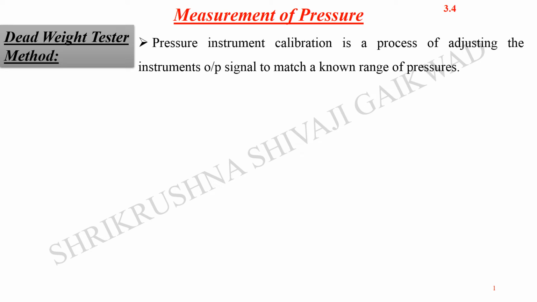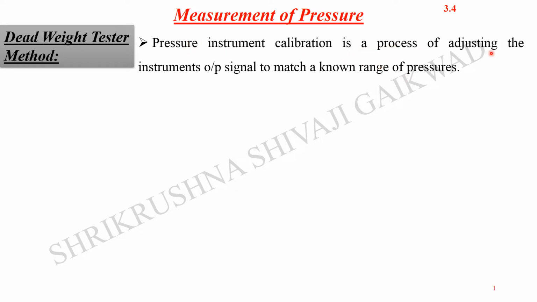Hello friends, in continuation with the last lecture, today we will talk about the last topic of this chapter, that is the dead weight tester method for the measurement of pressure. This kind of method is actually used for pressure measurement instrument calibration. Okay, how can it be measured?